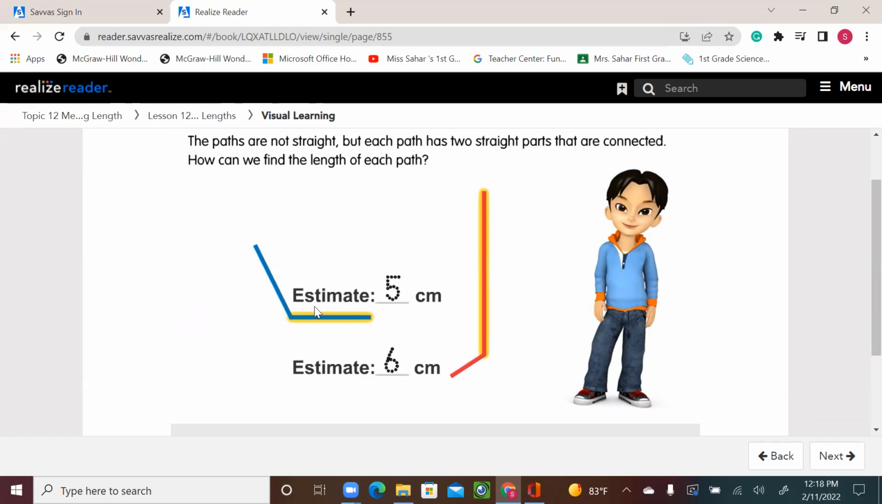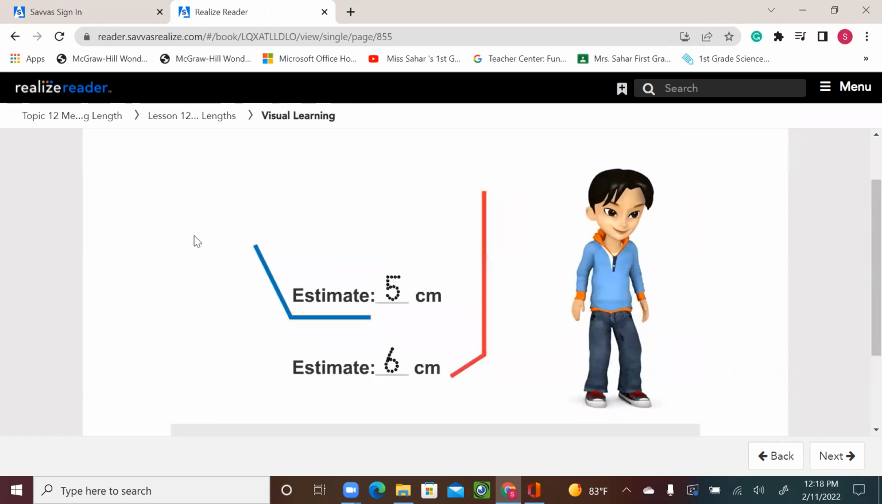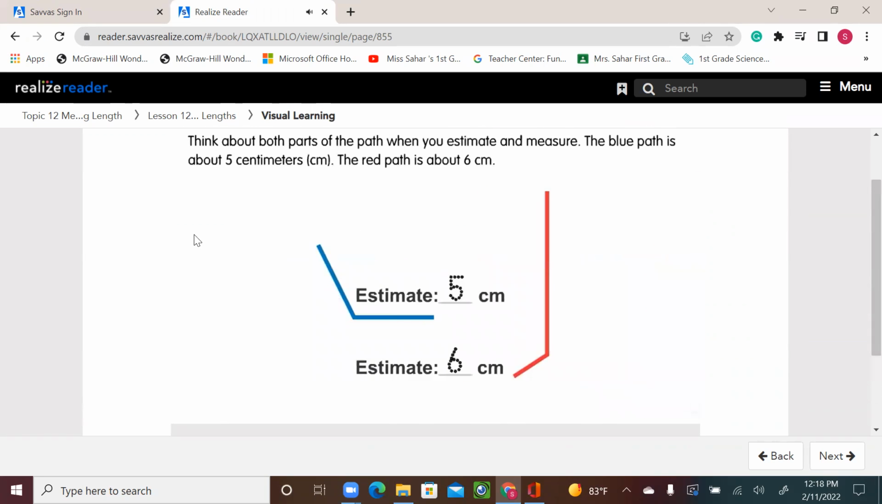As we know that it's not straight, so what we do, we measure each part and add the measurements, and see which result would be more or less. Think about both parts of the path when you estimate and measure. The blue path is about 5 centimeters. The red path is about 6 centimeters.